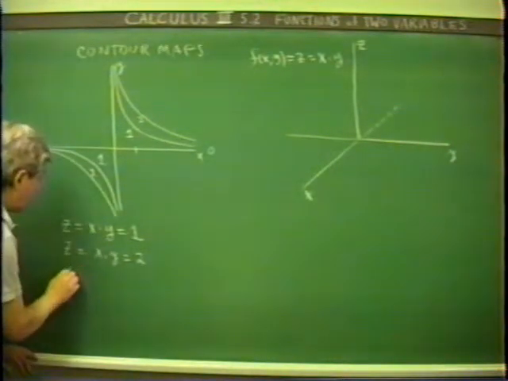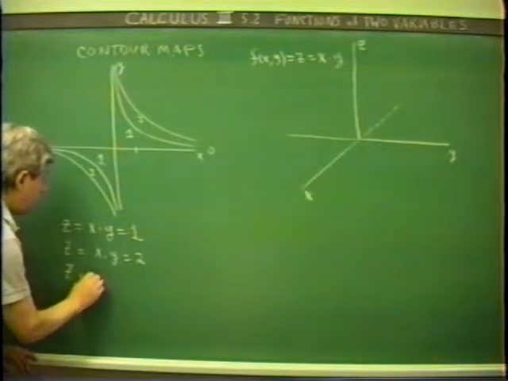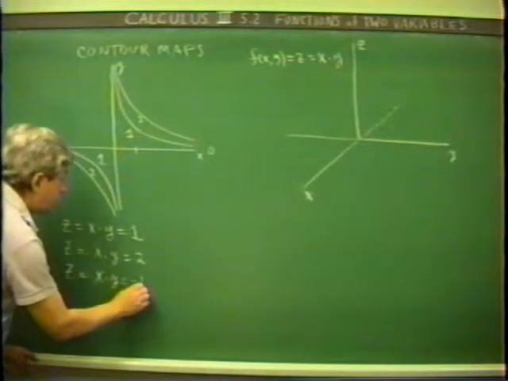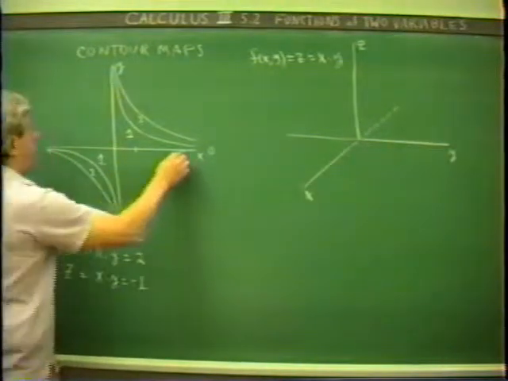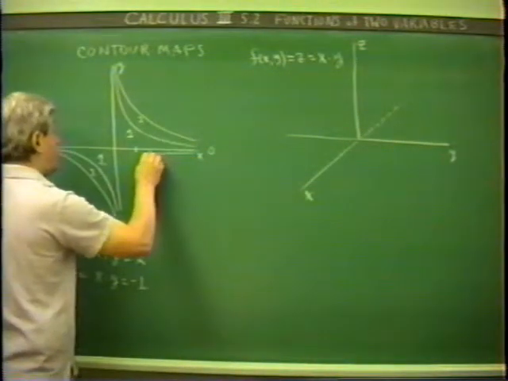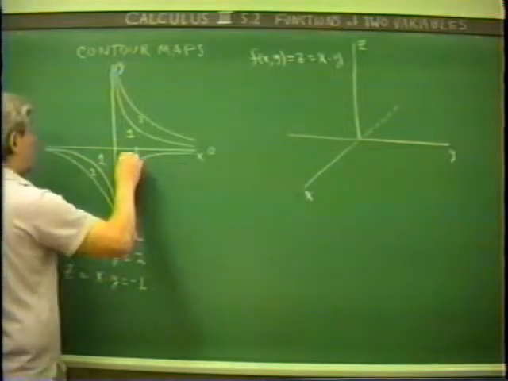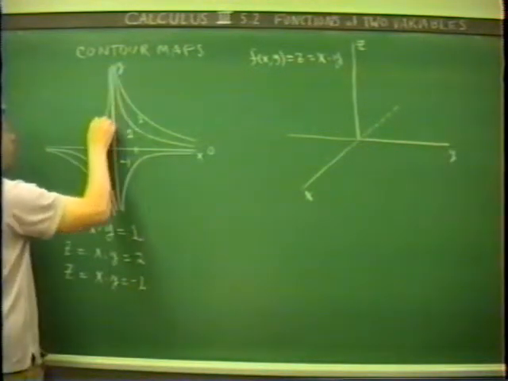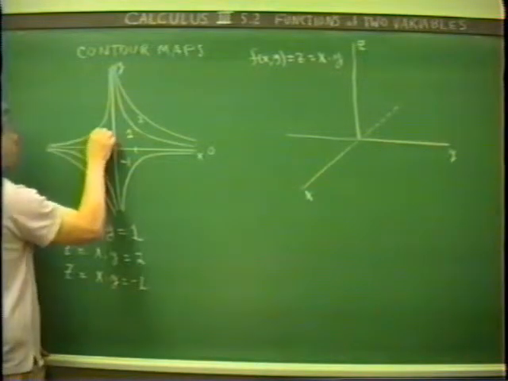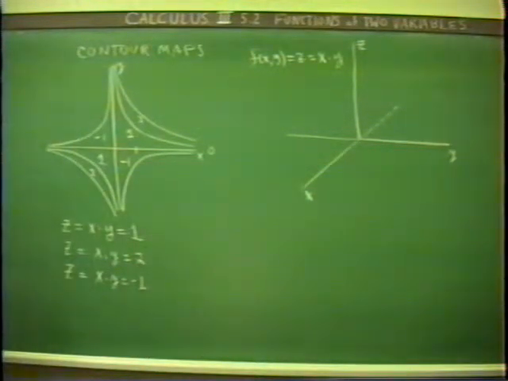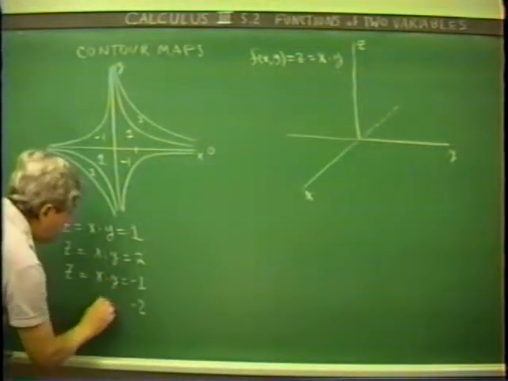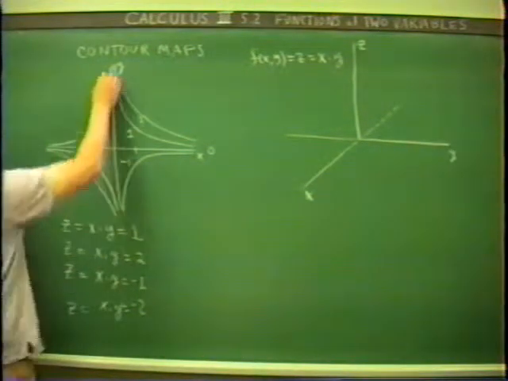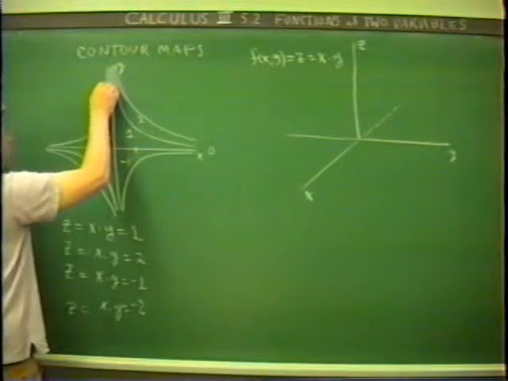Right? For the minus 1 levels, z equals minus 1, or x times y equals minus 1, those are going to be these curves here. Let's say it's minus 1 there. X times y is minus 1 there, and it's also minus 1 over here. Minus 2, x times y equal to minus 2, those are these like so.